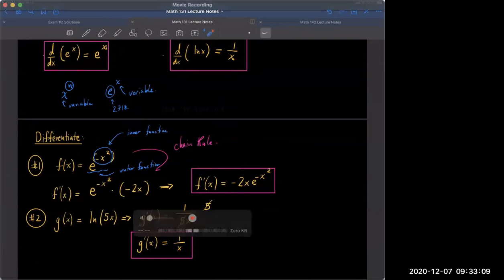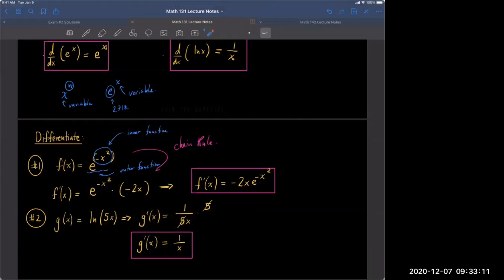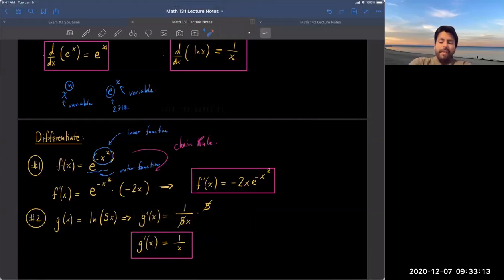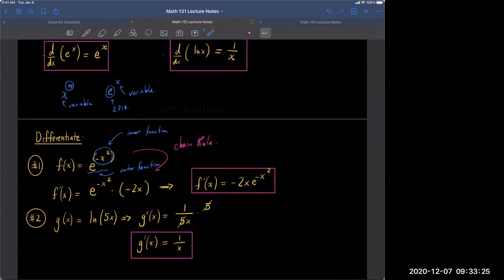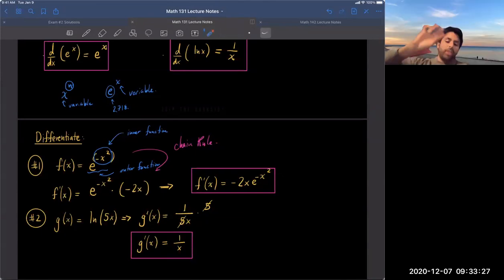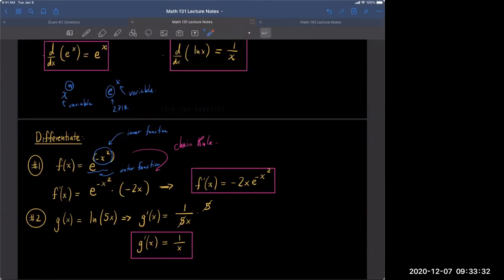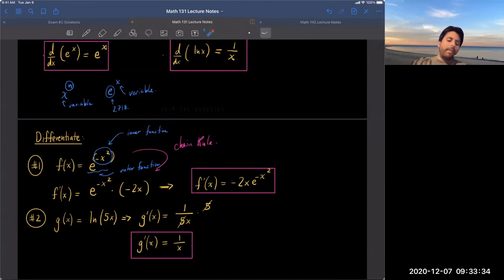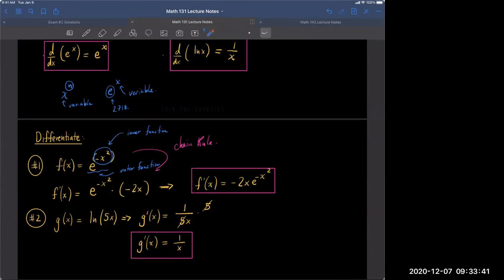Professor, why did we cancel the 5s? Because you have a 5 in the denominator and a 5 in the numerator. The 5 in the denominator came about because you took the derivative of ln, which is 1 over the input, which is 5x. You got the 5 in the numerator because you applied the chain rule. The derivative of the inner function 5x is 5, so that 5 appears in the numerator, but the 5s cancel because you have one in the numerator and one in the denominator. All right, yeah, makes sense.